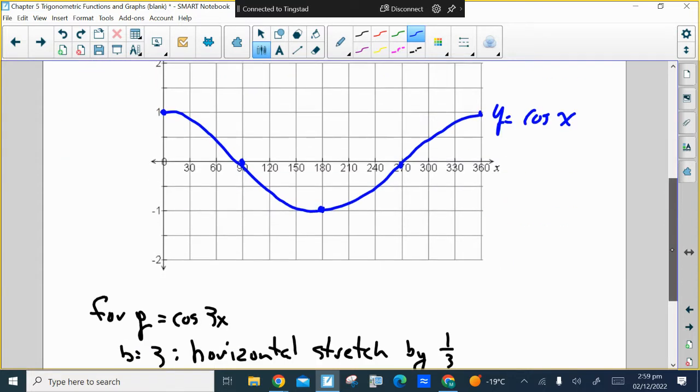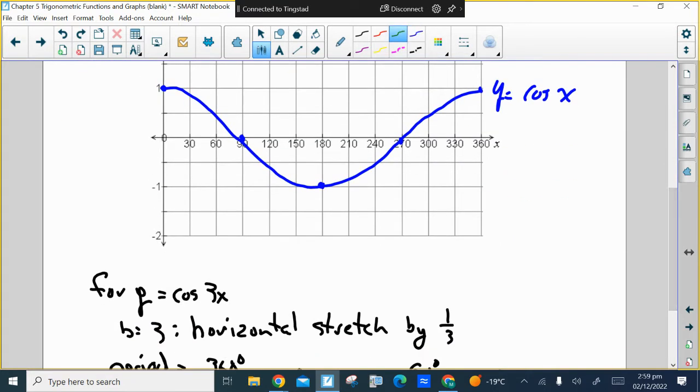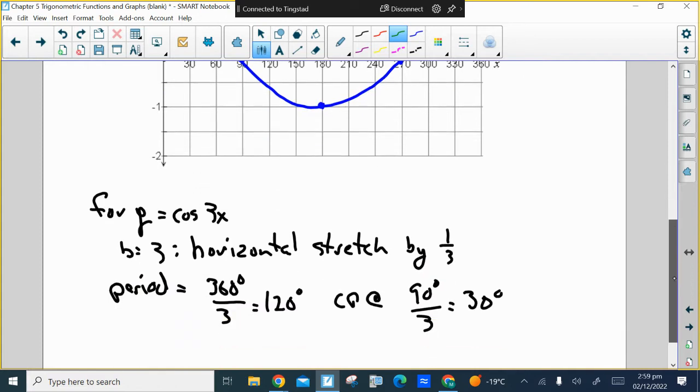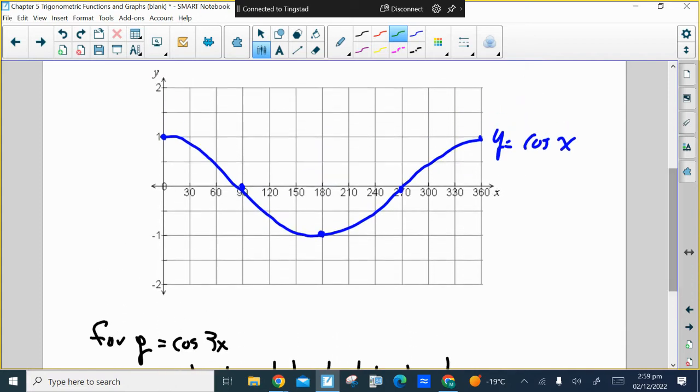So now for this one here, our period is 120 degrees. So we're going to start at the same spot, but the first cycle will end at 120 degrees. That's the period. Another 120, which is 240. That's the end of the second cycle. Another 120, which takes us to 360. That's the end of the third cycle.